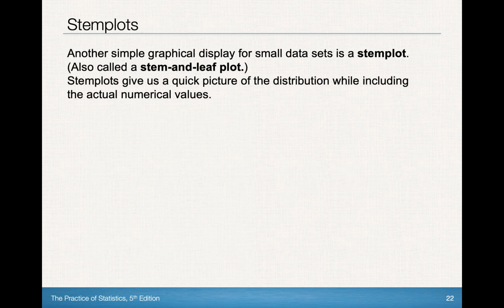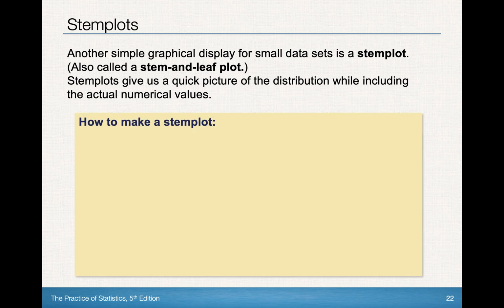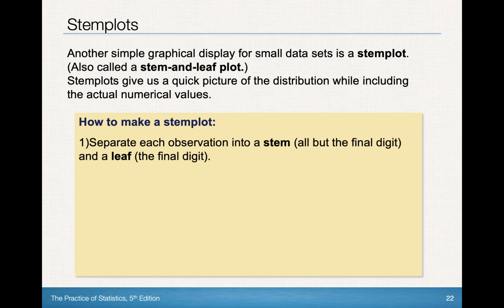Another type of distribution that we can use besides dot plots is a stem plot, also known as a stem and leaf plot. Okay, stem plots give us a quick picture of a distribution while including the actual numerical values. Okay, so how can we make a stem plot? Well, you're going to separate each observation into a stem, which is all but the final digit, and then a leaf, which is the final digit.